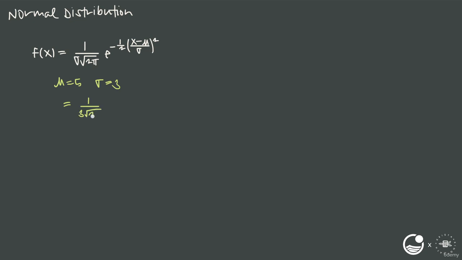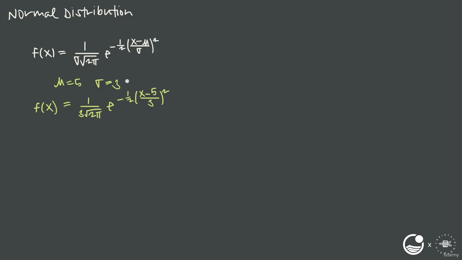3 times the square root of 2 pi, and then Euler's number here, raised to the negative 1/2 power, multiplied by x minus our mean of 5, so x minus 5, all divided by standard deviation, so 3, quantity squared. And now we have here the equation for the probability density function of the normal distribution that has a mean of 5 and a standard deviation of 3.